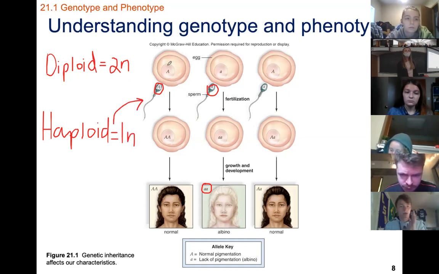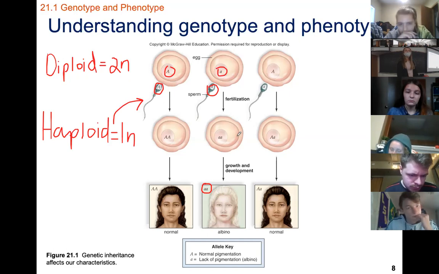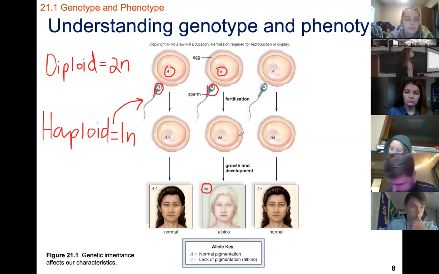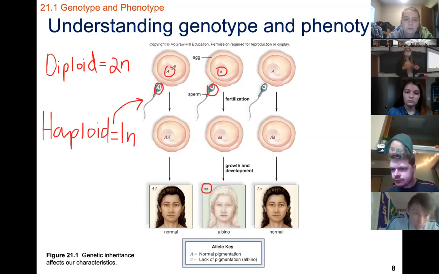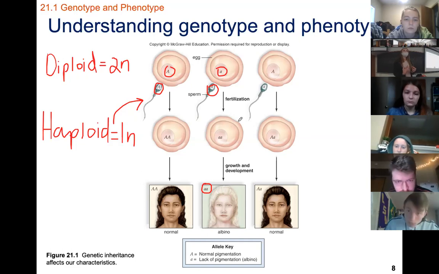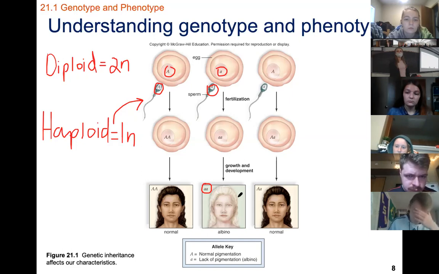Okay, the egg can either carry a big A or a small a. We can see that at the top. And so when they come together, they have the opportunity to have these different types of scenarios. If the sperm and the egg are both big A's, you show the dominant trait, and in this case, you're normal. If the sperm and the egg come together and they're both carrying a recessive trait, you show that recessive trait, and it ends up being albinism.